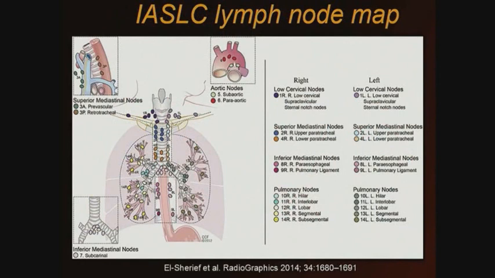So this understanding of the pattern of lymphatic dissemination has served as the basis of this nodal map. And this is the latest version of the International Association for the Study of Lung Cancer lymph node map, which is the one that we use with the 7th edition of the TNM staging when we're staging lung cancer.